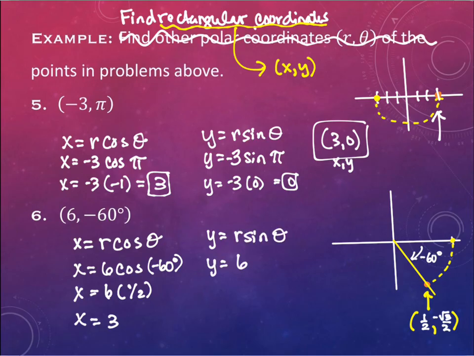Let's do y. Y is r sine of theta. R is 6. Theta is negative 60. What is my y value? Well, it's the other one, right? The negative square root 3/2. So for my y value, I have still 6 here at the beginning, and then I have negative square root 3/2. And what does this simplify to right here?